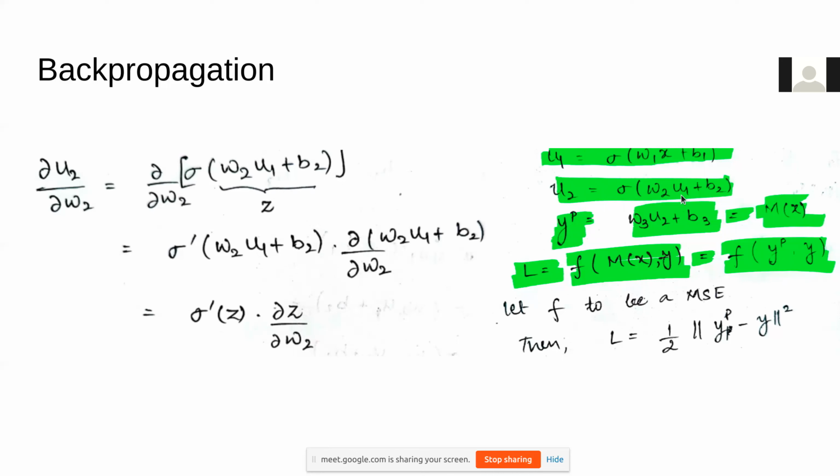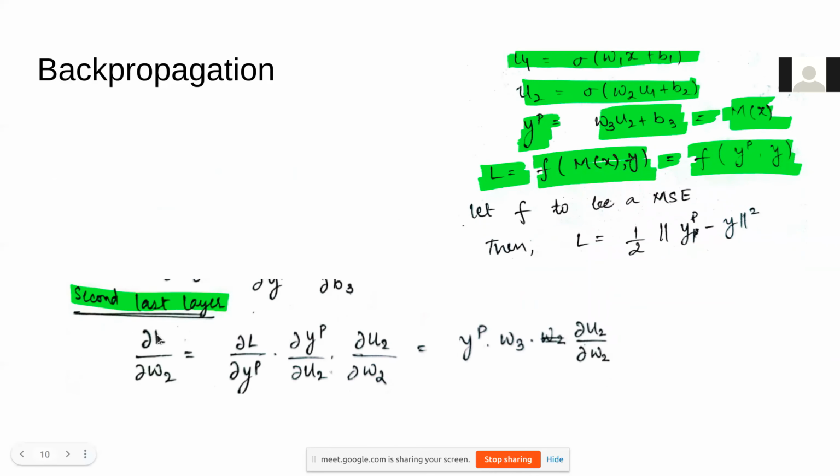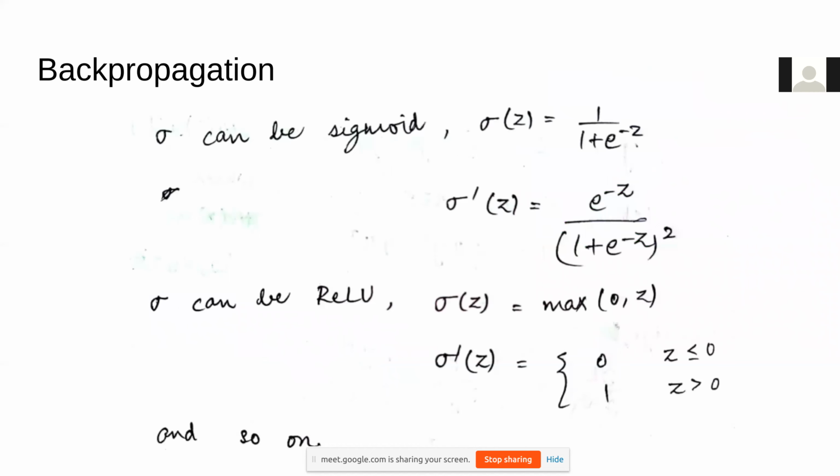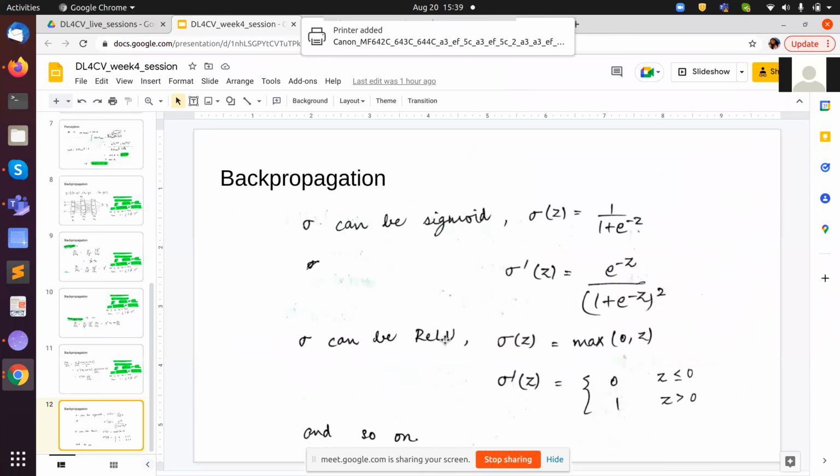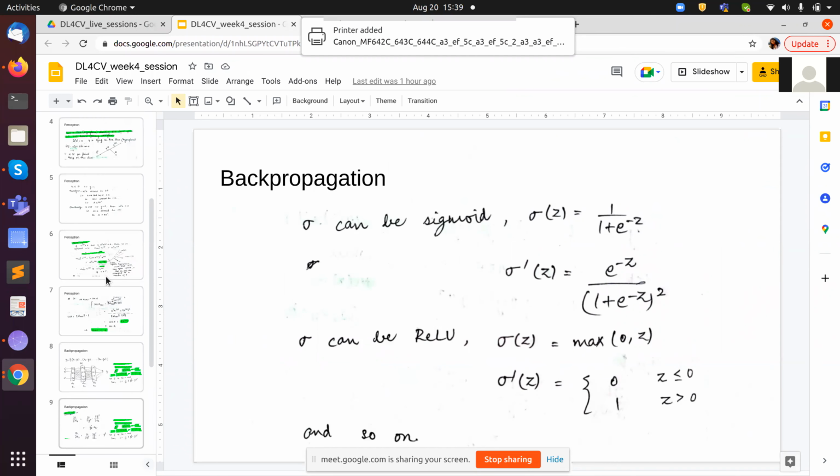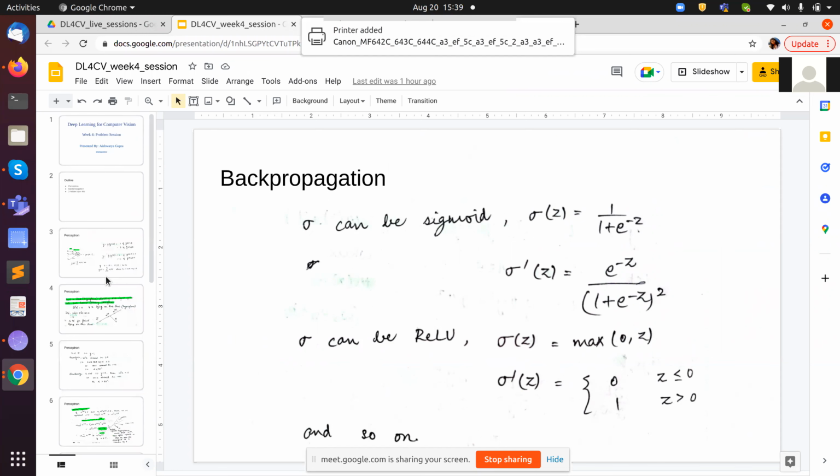And Z is nothing but W2U1 plus B2. So differentiating it with respect to B2 will give a constant 1. So it will be nothing but simply sigma prime Z, that is the derivative of the activation function. So the overall gradient of the loss function with respect to B2 will be YP dot W3 dot the gradient of the activation function. Okay, is there any question yet on this perceptron and backpropagation? Okay. So now let's move on to the implementation part.